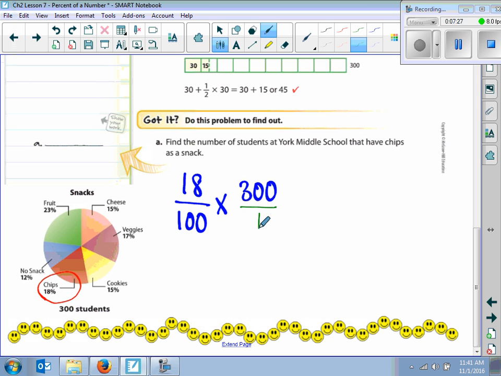So before I multiply, I can simplify. So 100 divided by 100 is 1. And 300 divided by 100 is 3. And then we will multiply straight across. So when we multiply straight across, we have 54 over 1, which is equal to 54 what? Students. Very good. Students.